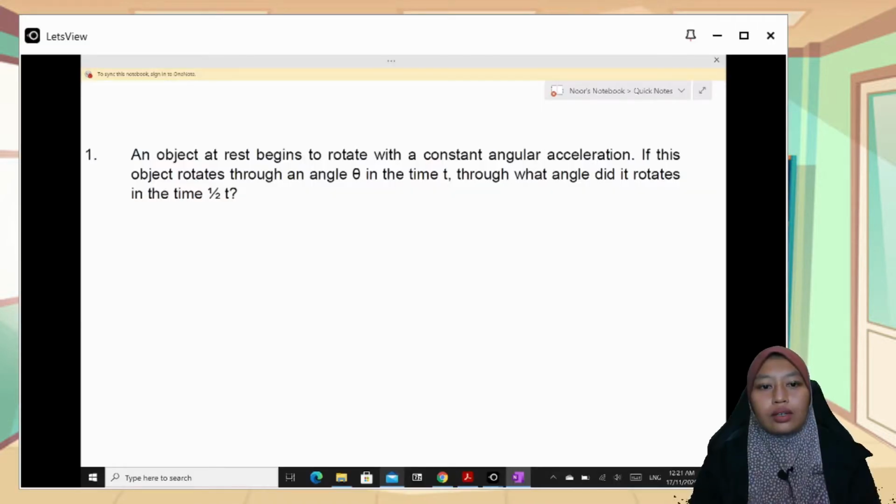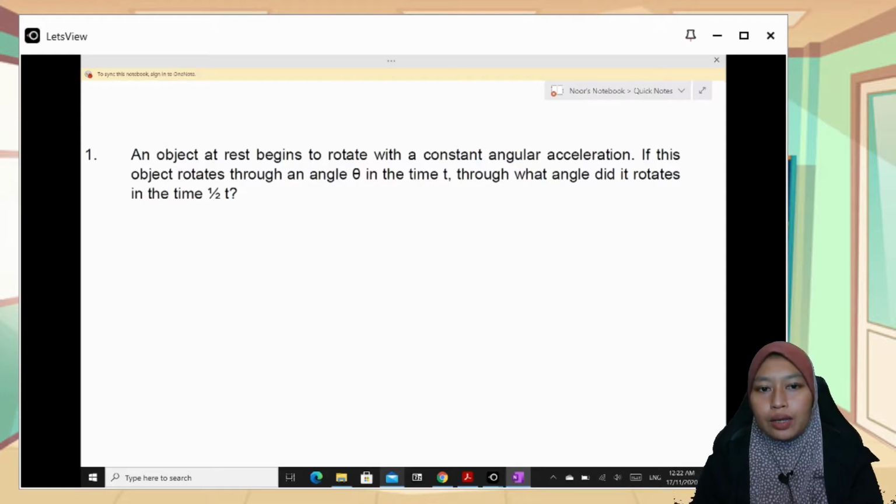Physics Tutorial. Today, we are going to discuss questions on topic 7, rotational motion of a rigid body. So, are you ready? Okay, class. Let's see question number 1.